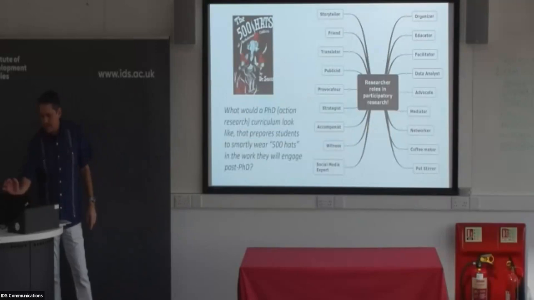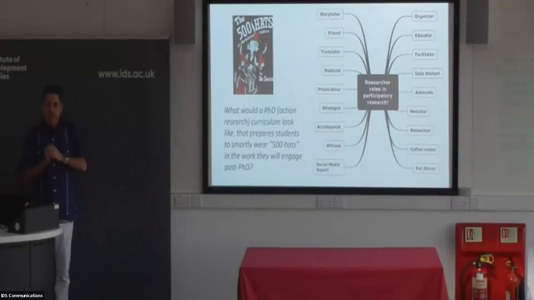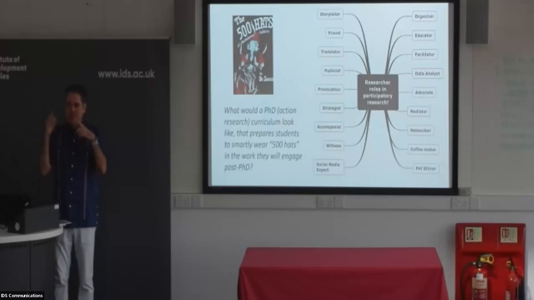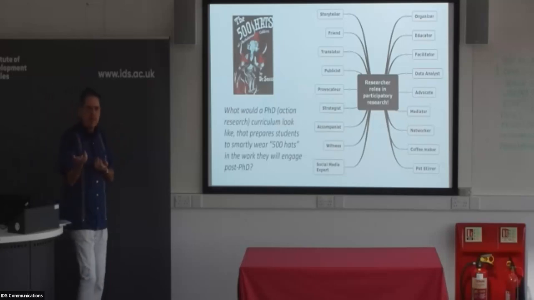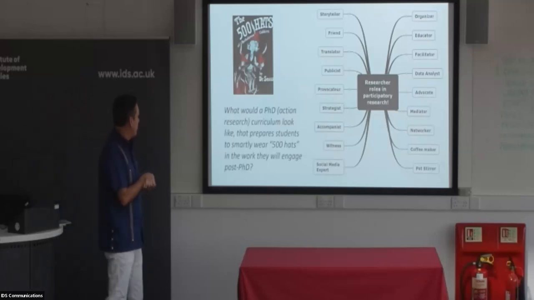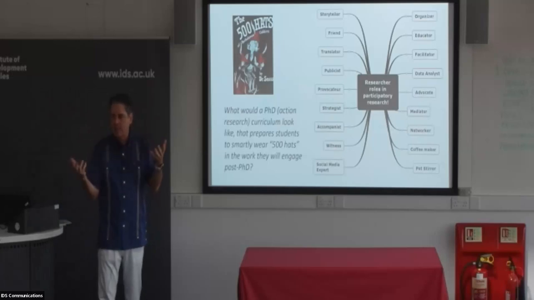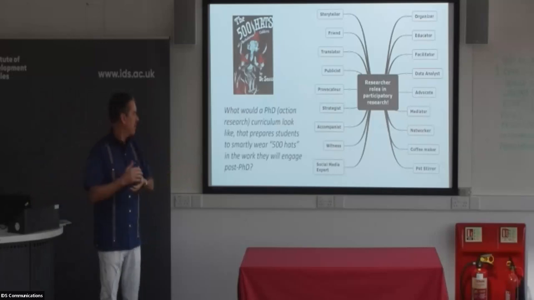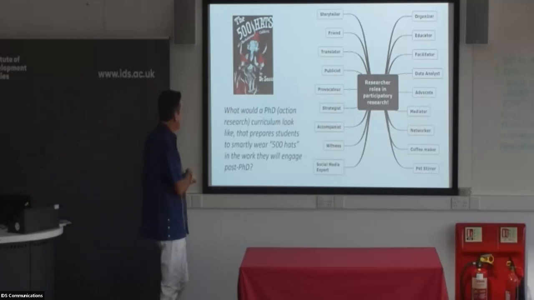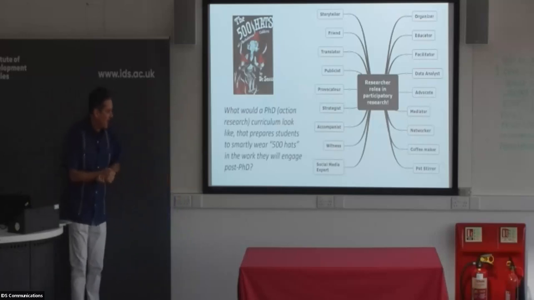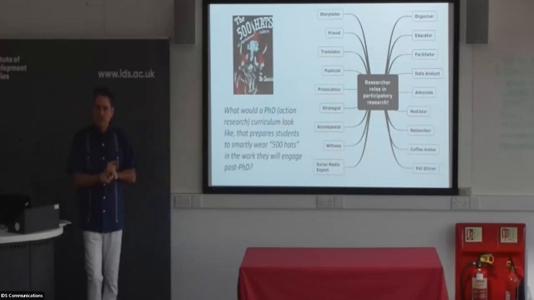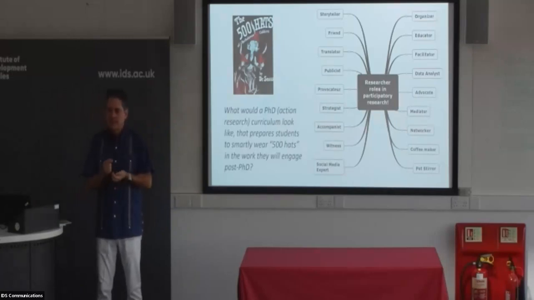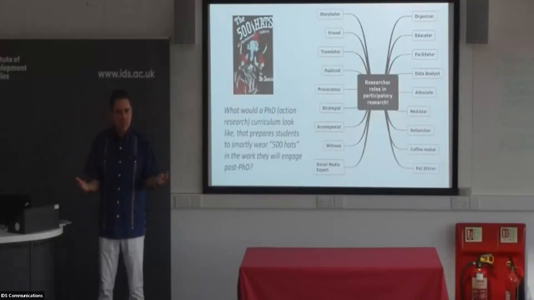All right, so coming to the end here, but I'm gonna ask you for one more little response on that Mentimeter. So what would a master's or PhD curriculum look like? And I put action research because that's my world, but activist research, engaged research, however you wanna think about it, look like that prepares students to smartly wear 500 hats in the work that we'll actually engage in, but also that prepares us to be adaptive to what people actually want and need that may not be what we're currently doing. What does that curriculum look like?